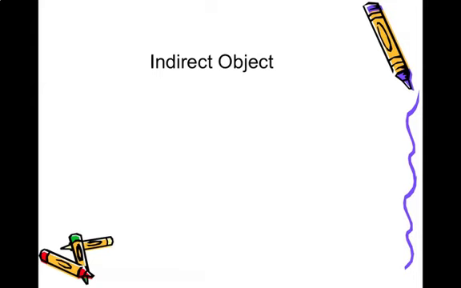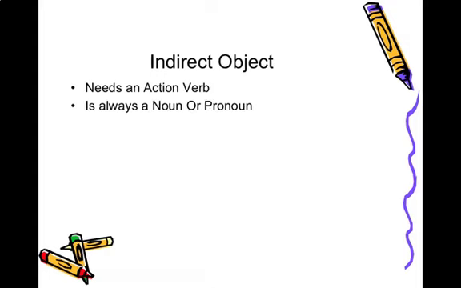Alright, let's learn about an indirect object. It's going to have a lot of the same rules as the direct object, plus a couple extras, because it's special. It needs an action verb. I hope you're taking notes. It is always a noun or pronoun.